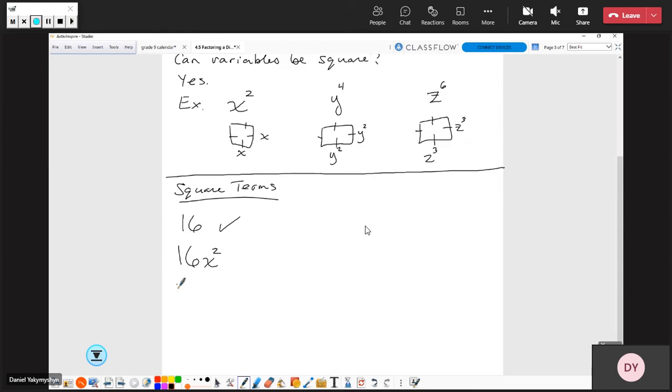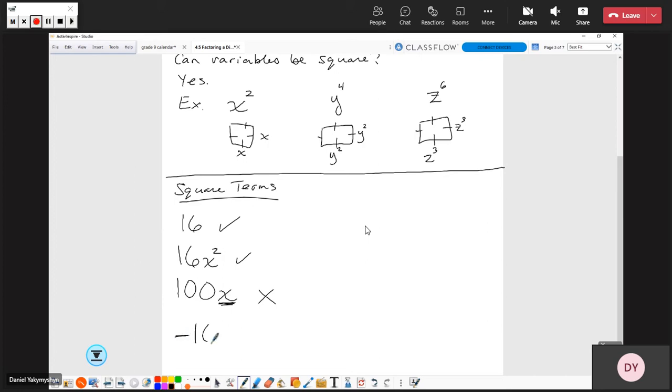What about 100x? Is that a square term? I got some shakes saying, no, that is not a square term. I mean, 100 is certainly a square number on its own, but because of that x, it makes it not a square term. If it was 100x squared, that'd be awesome.